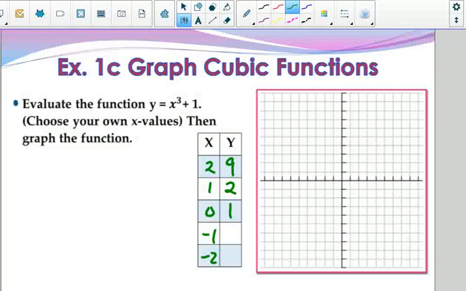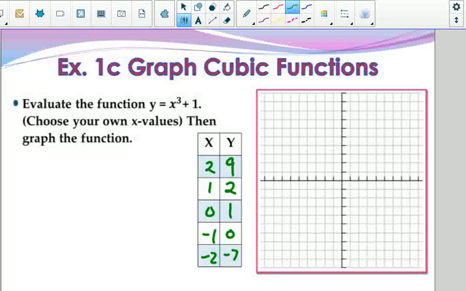Negative 1 cubed is negative 1. Negative 1 plus 1 is 0. And negative 2 cubed is negative 8. Negative 8 plus 1 is negative 7. So now that we have our points here, let's graph them. I should be able to count by 1, so these are all counted by 1. So I go with 2, positive 9.